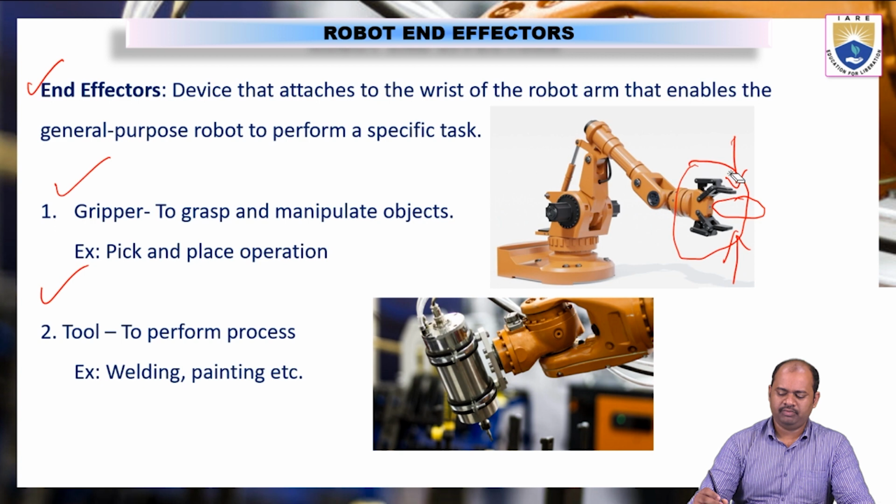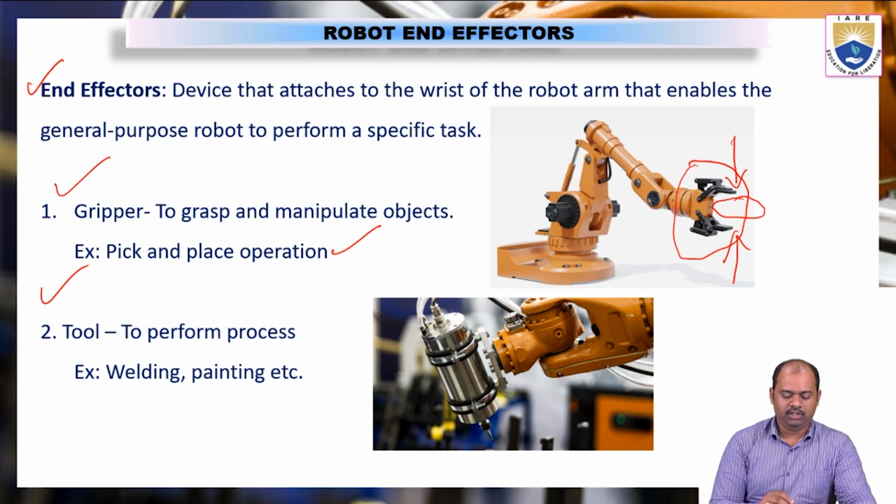There are many other kinds of grippers. They are mostly used for pick and place operations, like picking one object from point A and moving that object to point B. So this is one example of a gripper.